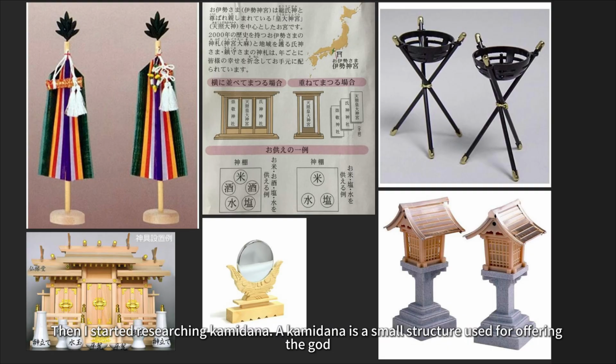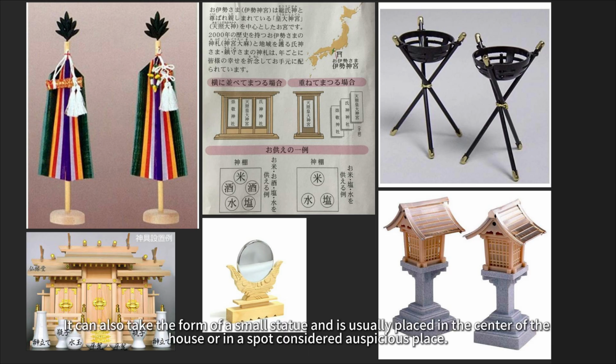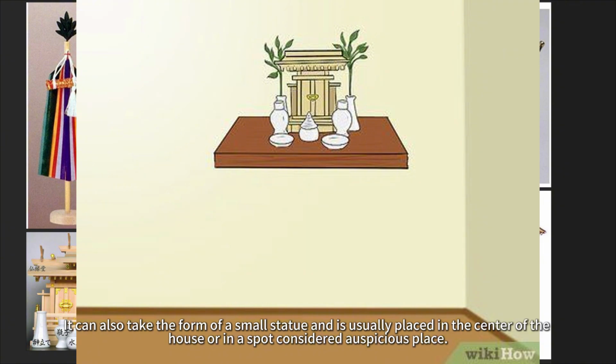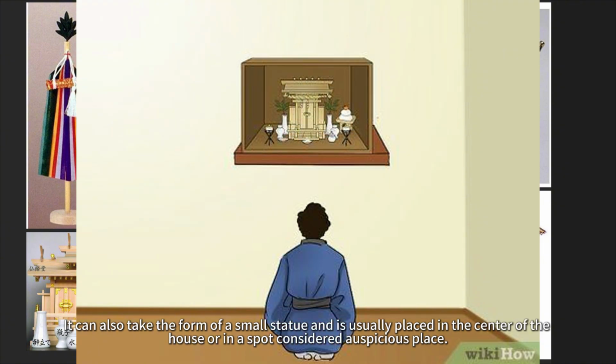Then I started researching Kamidana. The Kamidana is a small structure used for offering the god, and it could also take a form of a small statue and usually placed in the center of the house or in a spot considered an auspicious place.